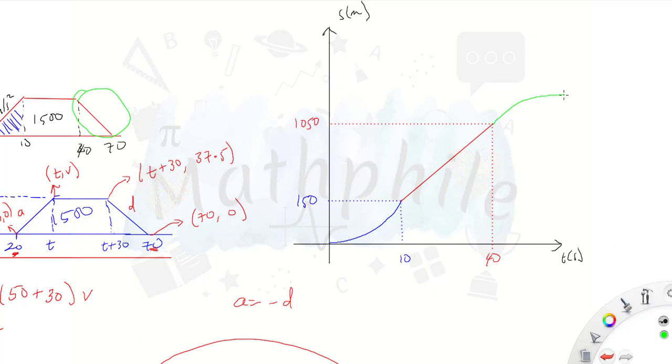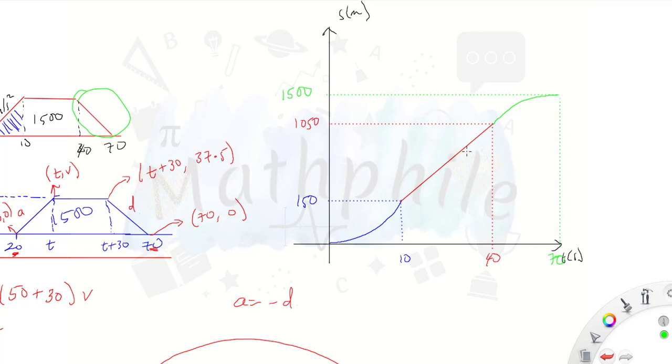So at this side, the time traveled was, I think, 70. Yes. So the time traveled was 70, and the total distance was 1,500, and that answers the question.